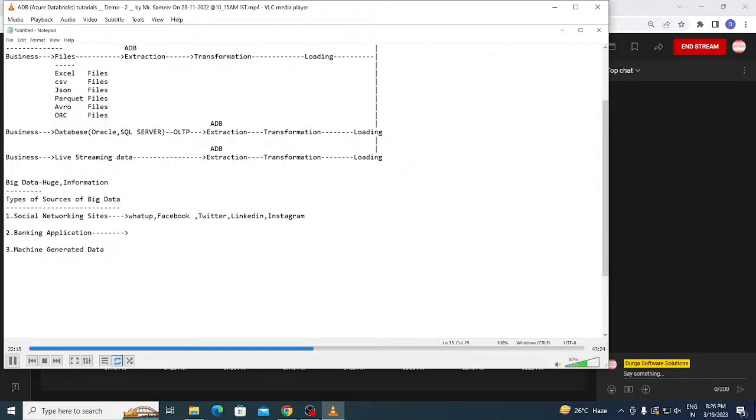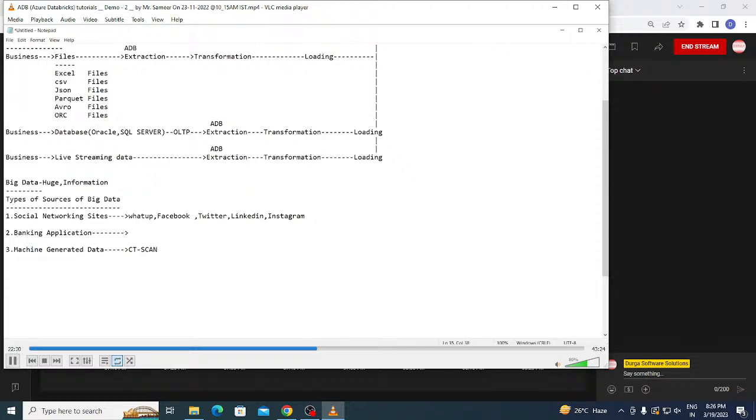Machine generated data. So what do you mean by machine generated data, guys? The data which is generated by a machine. Suppose you have a CT scan machine. It scans the human body.